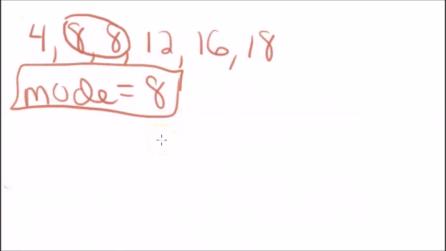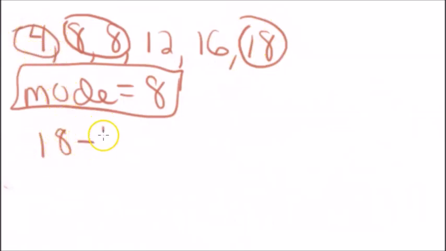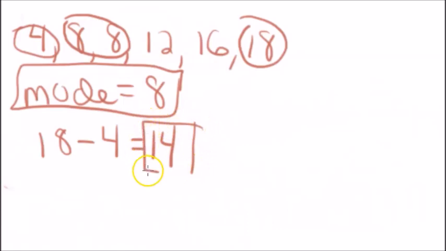Finally, let's do the range for this data set. So our largest number is going to be 18. Our smallest number is going to be 4. So we have 18 minus 4, which gives us 14. So 14 is going to be our range.